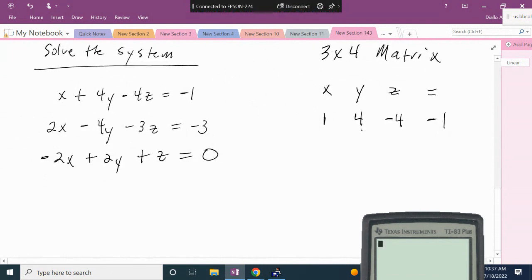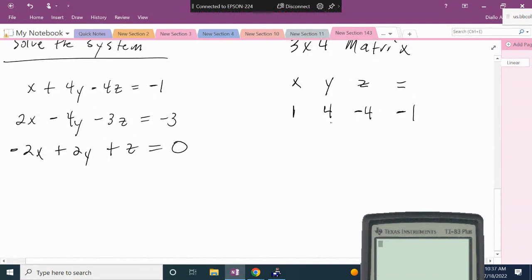I'm going to do the same thing for that second equation. I'm going to simply write out its coefficients. So we have 2x minus 4y minus 3z is equal to -3. And then I'm going to write out the coefficients for the last row. So we have -2, 2, 1, and 0.